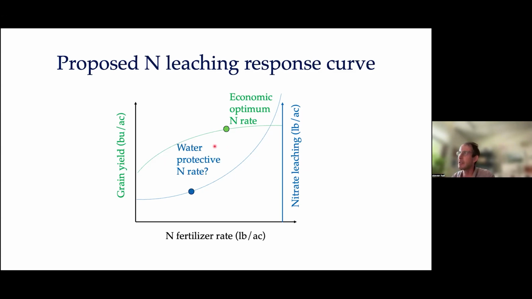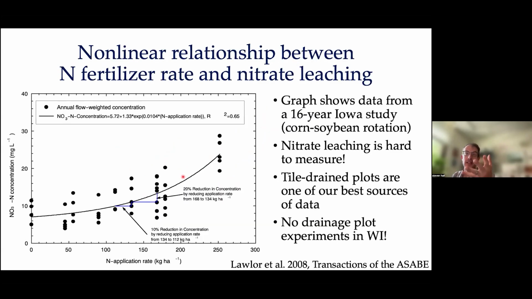And the challenge is that in many cases, the nitrogen rate that might actually be most protective for water quality, thinking about that 10 milligrams per liter national standard, may behave a little bit differently. And so we need to better understand the shape of this nitrogen leaching curve and how this interacts or does not with our corn yield response curve.